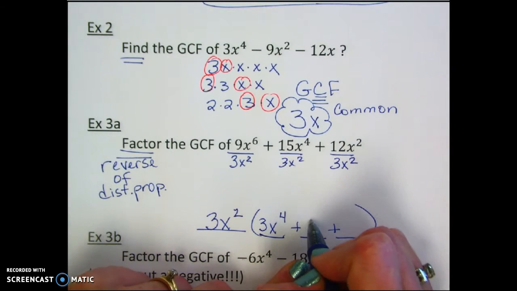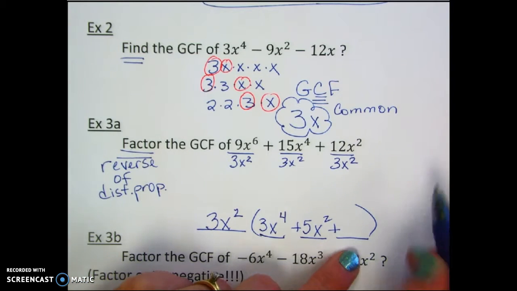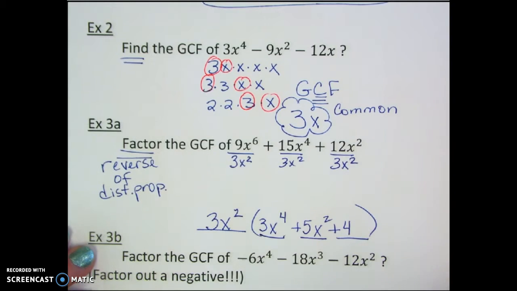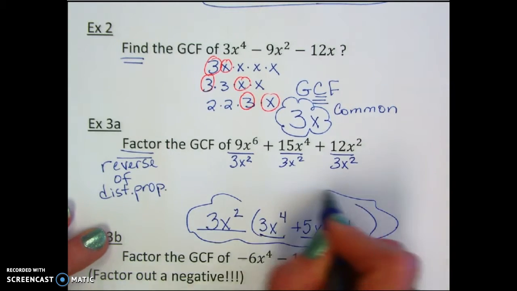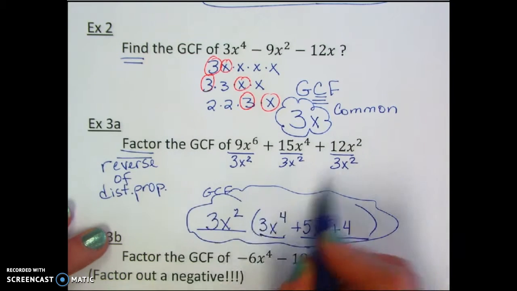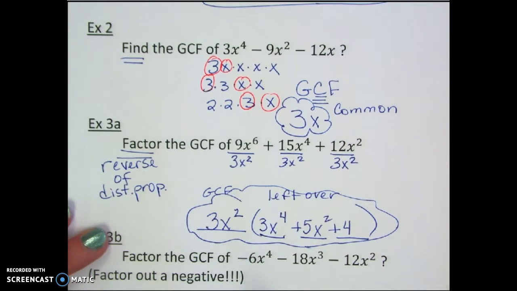15 divided by 3 is 5. 4 of them and 2 of them reduced down to 2. And then the last one, 4, there is no x because both x's cancel. X to the second over x to the second is just 1. So this is your final answer. This is the GCF, and this is what's left over after dividing the GCF out.